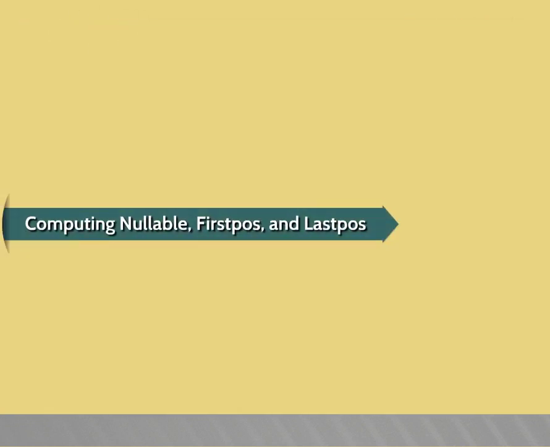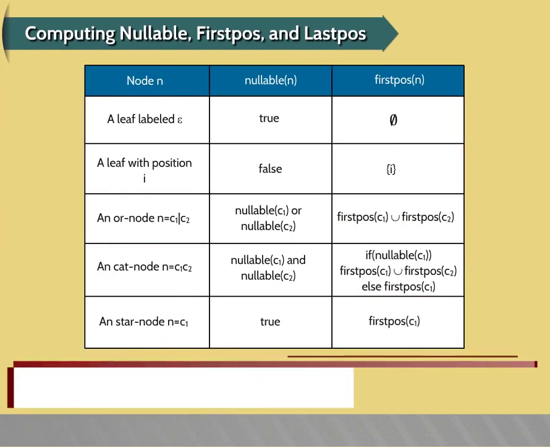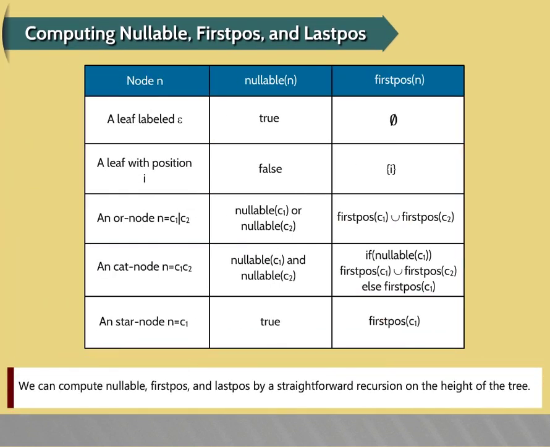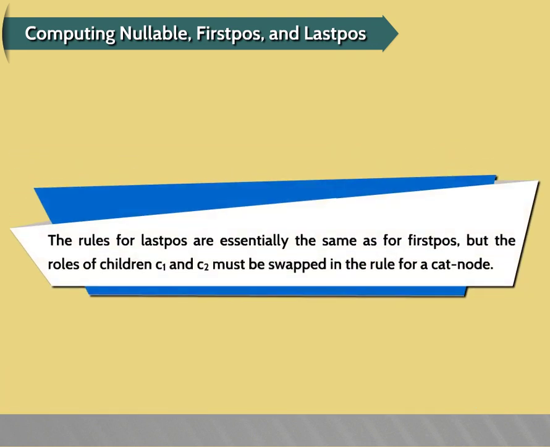Computing nullable, firstpos and lastpos. We can compute nullable, firstpos and lastpos by a straightforward recursion on the height of the tree. The rules for lastpos are essentially the same as for firstpos, but the roles of children C1 and C2 must be swapped in the rule for a cat node.